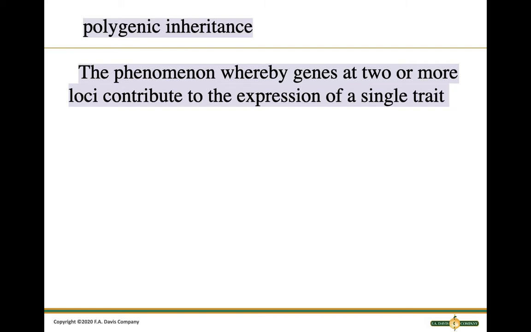Next, we need to describe polygenic inheritance, which is the phenomenon whereby genes at two or more loci contribute to the expression of a single trait. In the example we show with eyes, there's one location where you have either brown or blue. In reality, it's more complex than that, and most genes are more complex than that. Maybe in plants it may be simpler, but in humans most things are polygenic. You may have heard that baldness comes from your mother's father. Well, in reality we know it's much more complex than that.